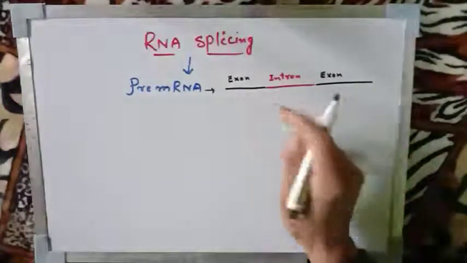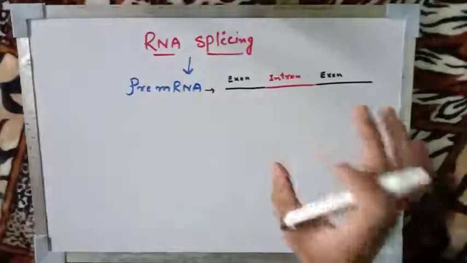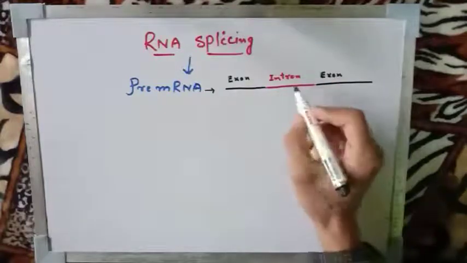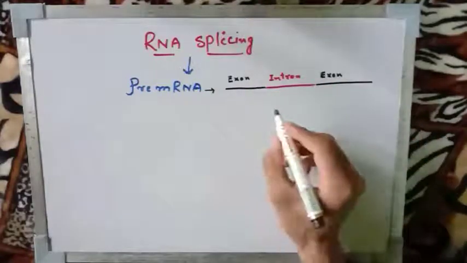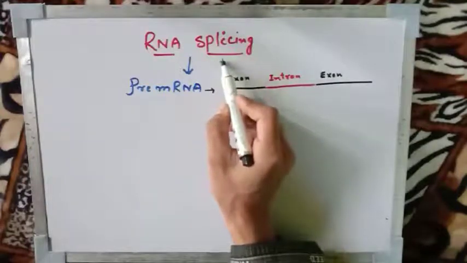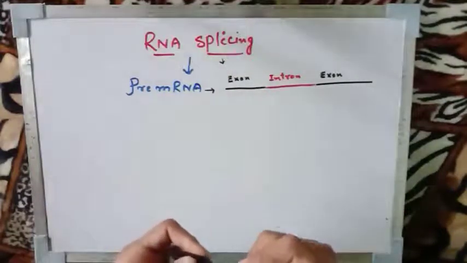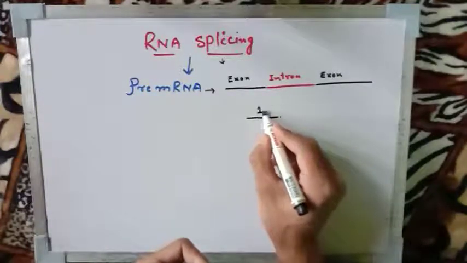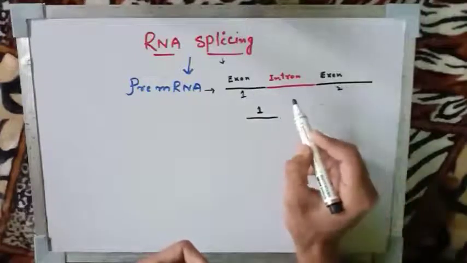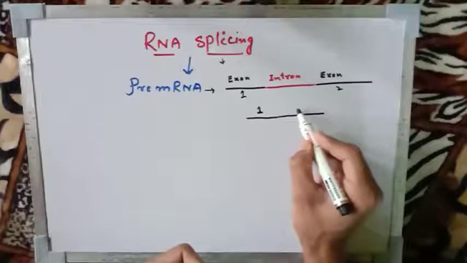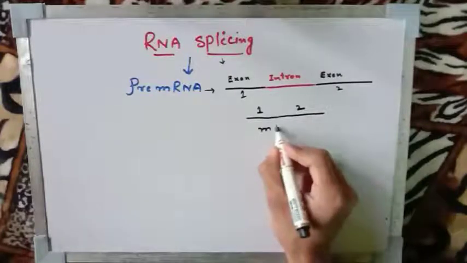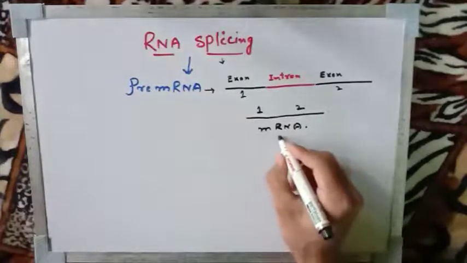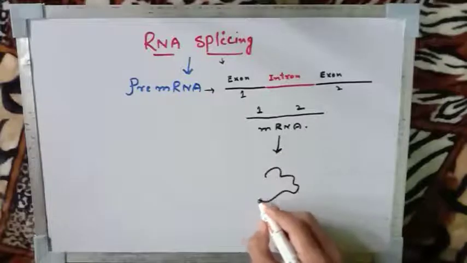These sequences are removed, and exons are joined together. And introns are removed. The whole process is called splicing. Okay. This intron sequence is removed, and this is exon 1, exon 2. This exon 1 and exon 2 are ligated together to form a messenger RNA, which is called mature messenger RNA. Okay, this mature messenger RNA then codes for protein.